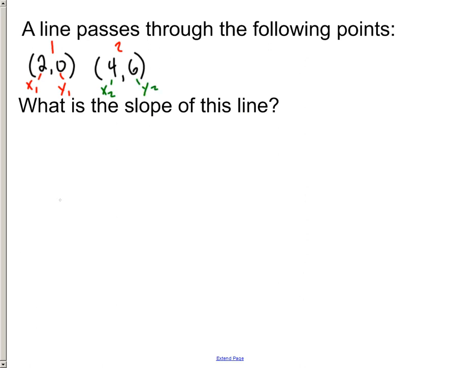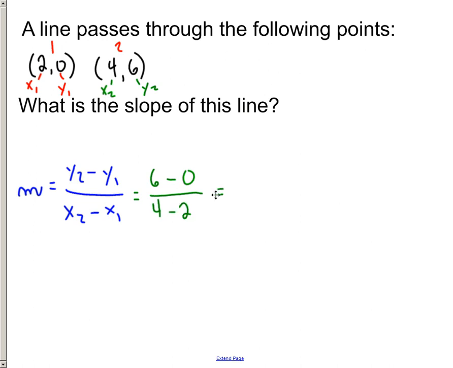You need to actually memorize this formula, and it's not too bad. Slope equals y2 minus y1 over x2 minus x1. We take these values and plug them in. Y2 is 6, y1 is 0. Make sure you put the minus sign in there, so minus 0 over x2, 4, minus x1, 2. Now we're free to subtract. 6 minus 0 is 6, 4 minus 2 is 2. You can simplify it, and that would be 3 over 1 or 3. So my slope is 3.